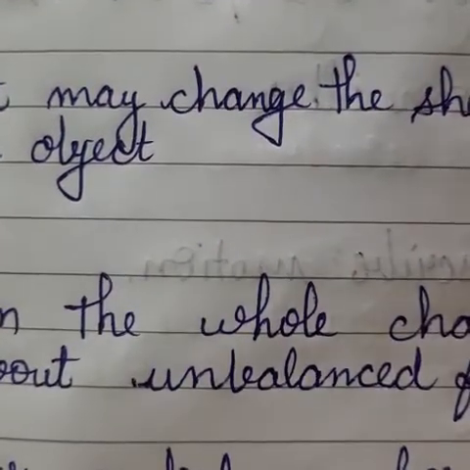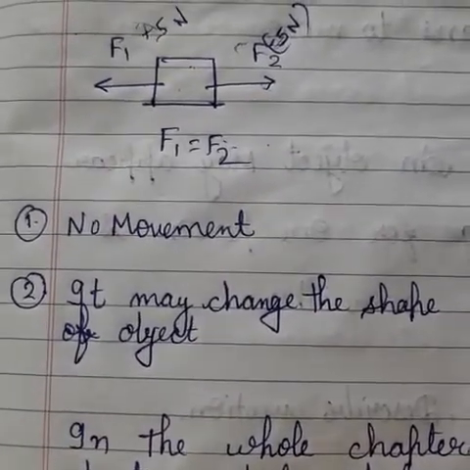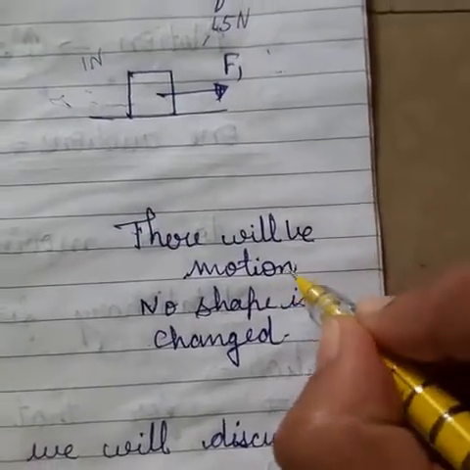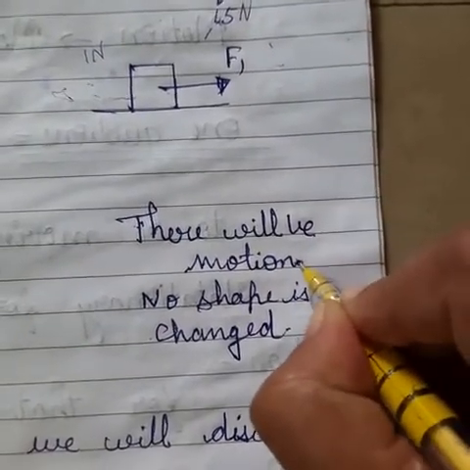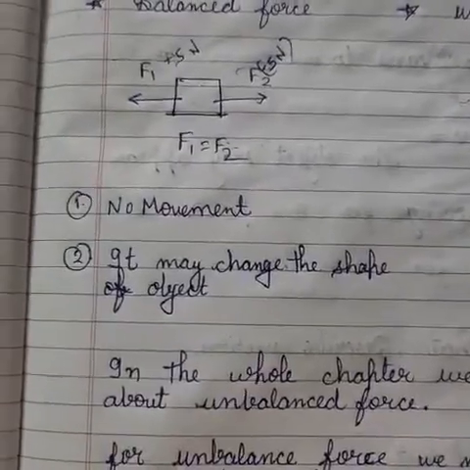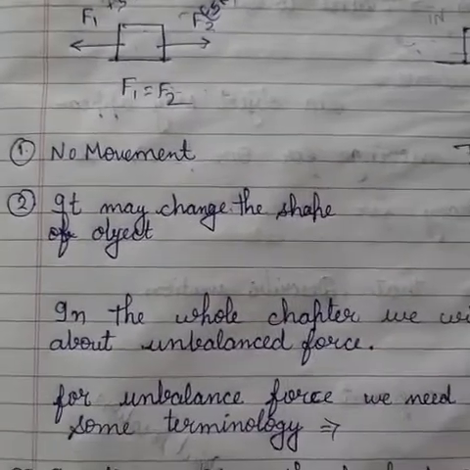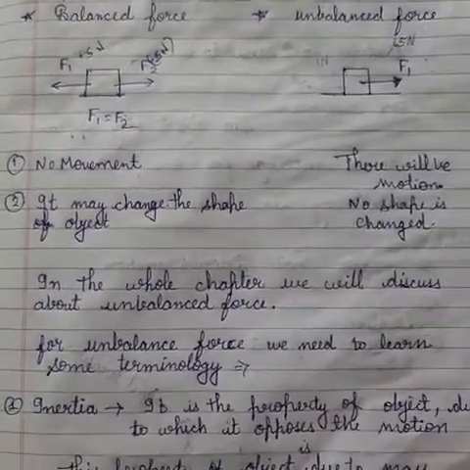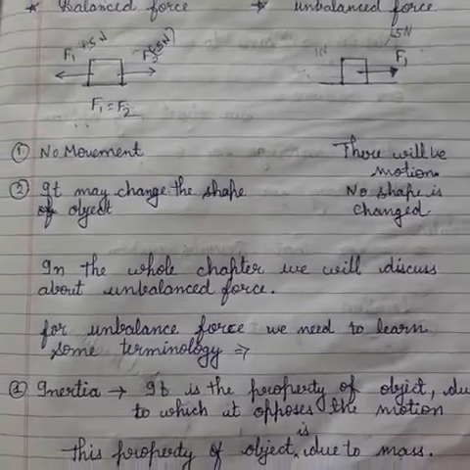There is a difference between the balanced force and the unbalanced force. There is no movement in the balanced force. In the unbalanced force, there will be a motion, necessarily a motion will be there. It may or may not change the shape of the object. In the whole chapter, we will discuss unbalanced force.